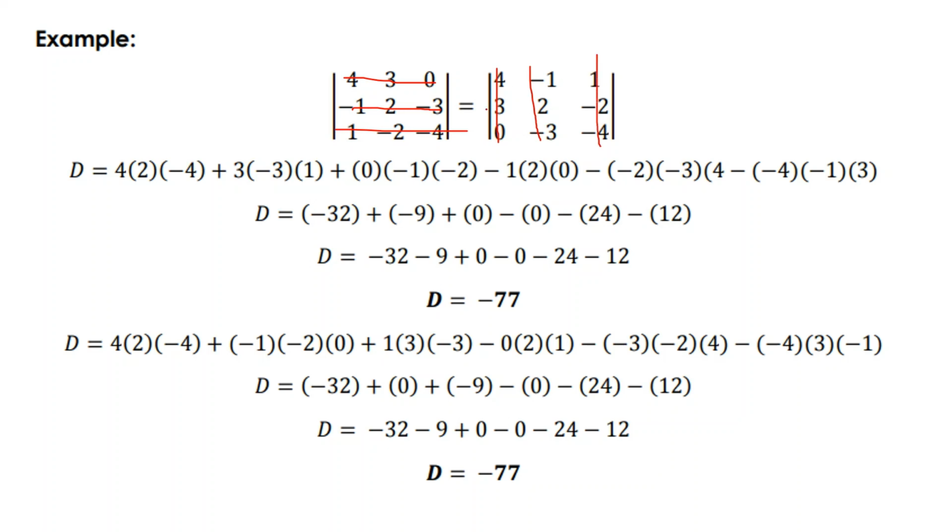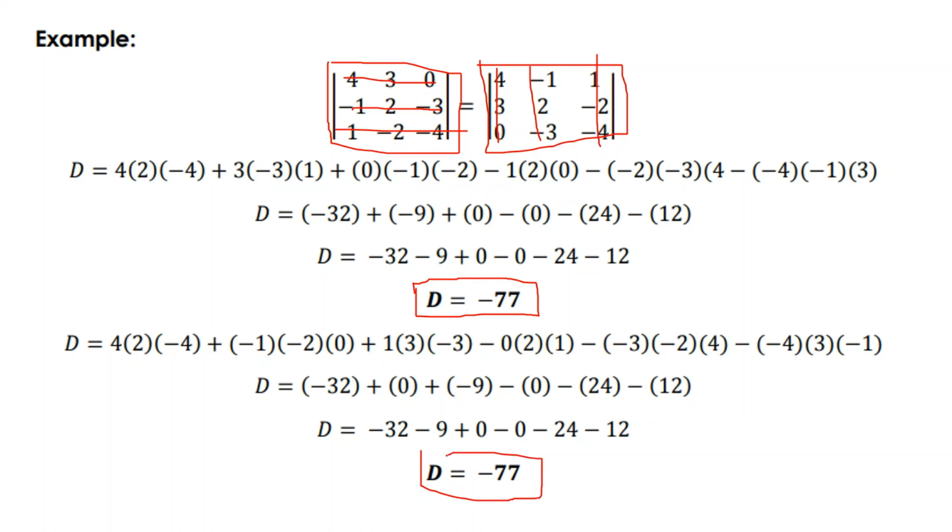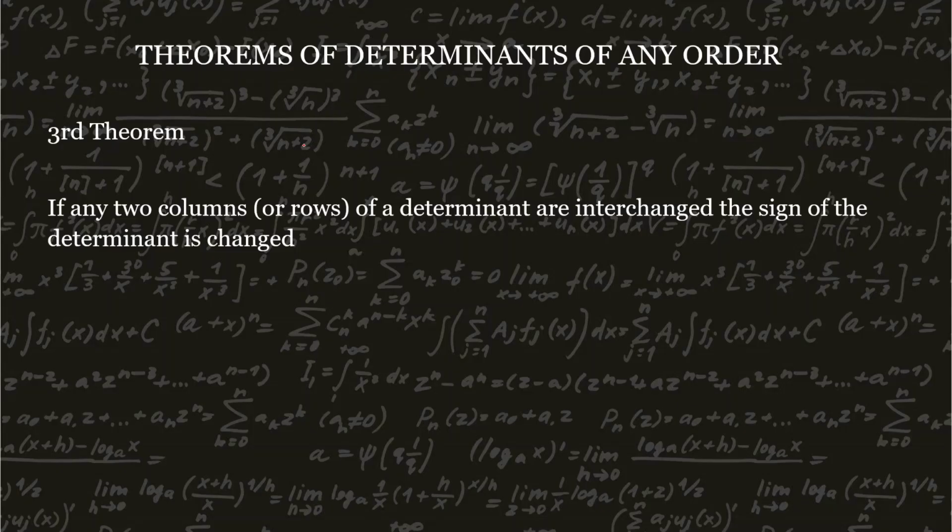We interchanged them equally. Now if we solve for the determinant of this 3 by 3 matrix, we will get the value of negative 77. And if we also solve this one, we will also get the same value of negative 77, following the second theorem's principle. Proceeding to the third theorem, if any two columns or rows of a determinant are interchanged, the sign of the determinant is changed.